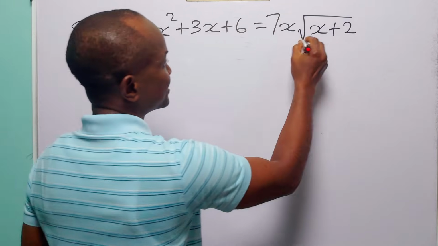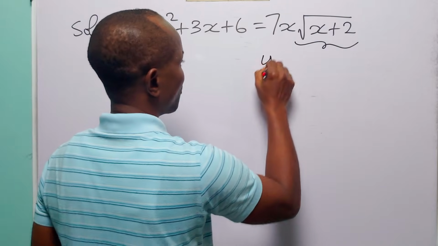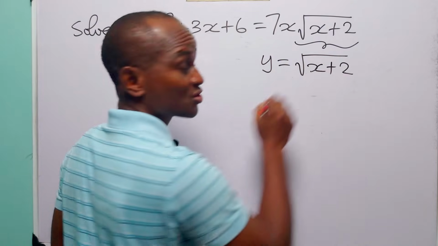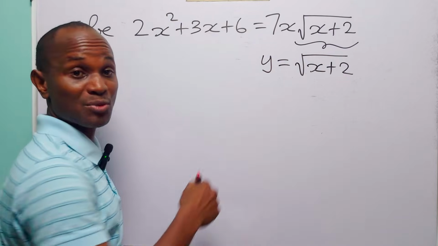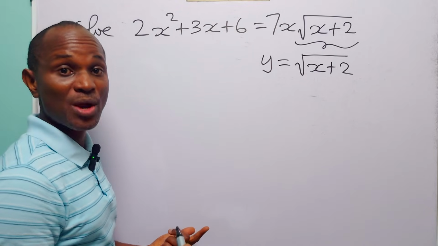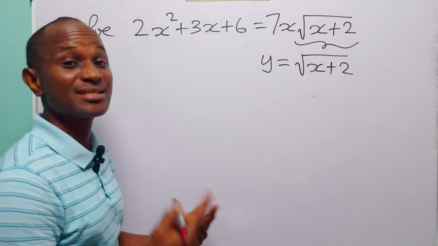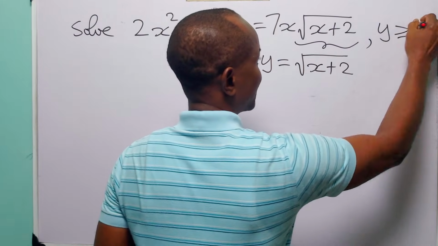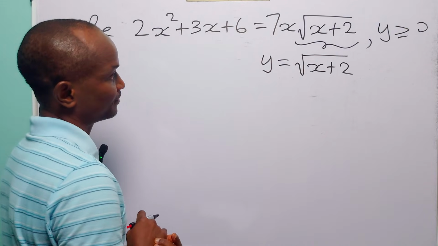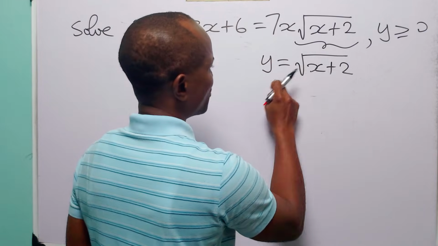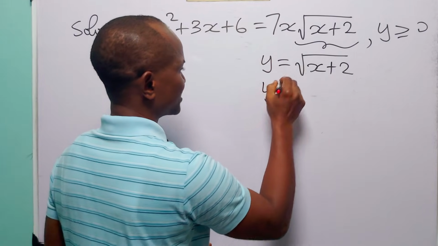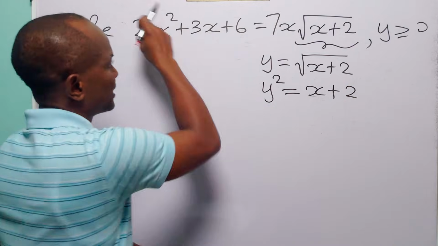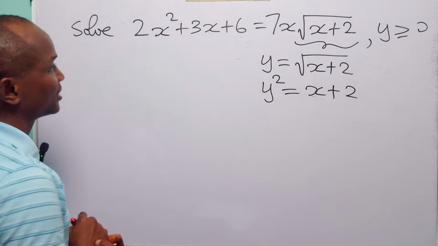Now, let this quantity be y. So we have that y is equal to the square root of x plus 2. Of course, you know that y must be positive because the square root of a positive real number is always positive. So we have that y must be greater than or equal to 0. Then, of course, when we square both sides of this equation, we have that y squared is equal to x plus 2.